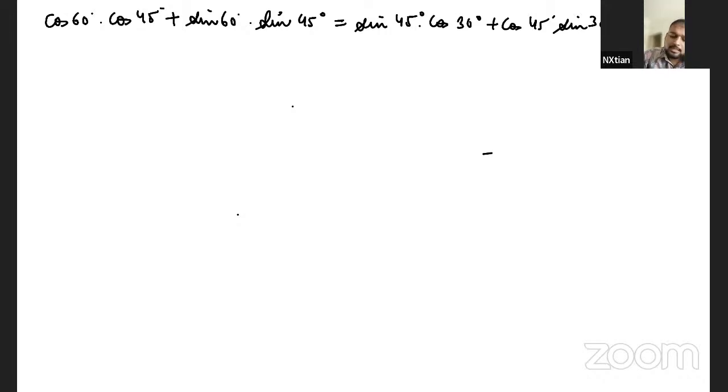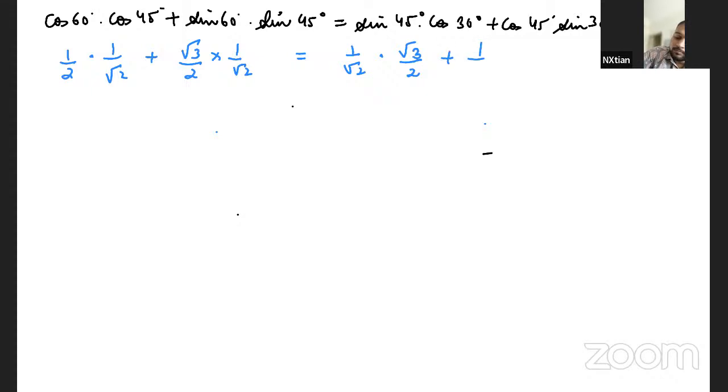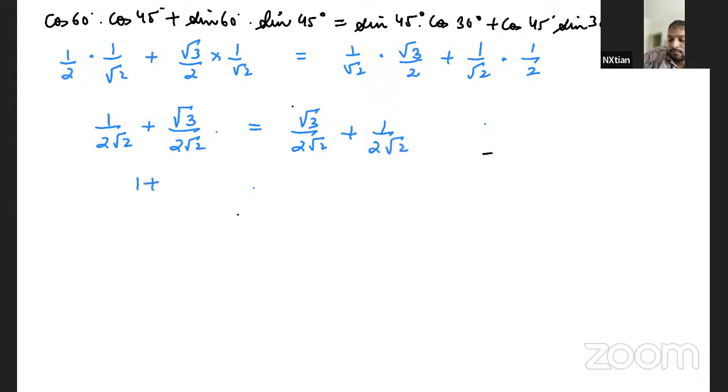Okay. Now this is the question. It's nothing else. You have to put the values into this. So it is 1 by 2 into 1 by root 2 plus root 3 by 2 into 1 by root 2 is equals to 1 by 2 root 2 plus root 3 by 2 root 2 equals to root 3 by 2 root 2 plus 1 by 2 root 2.